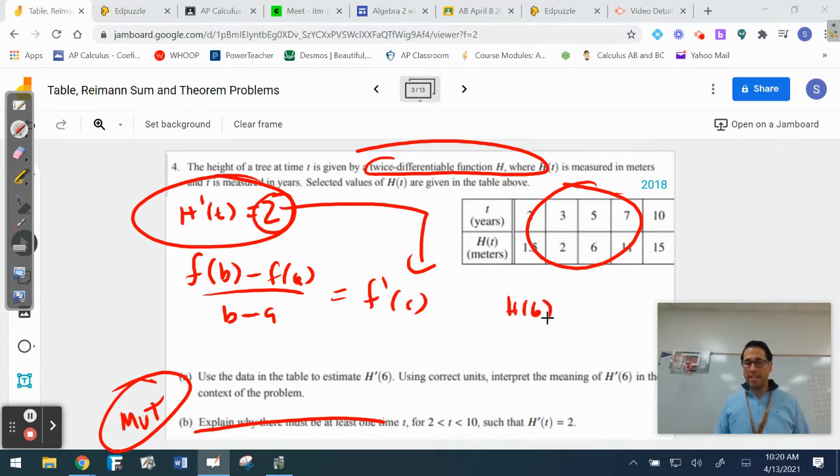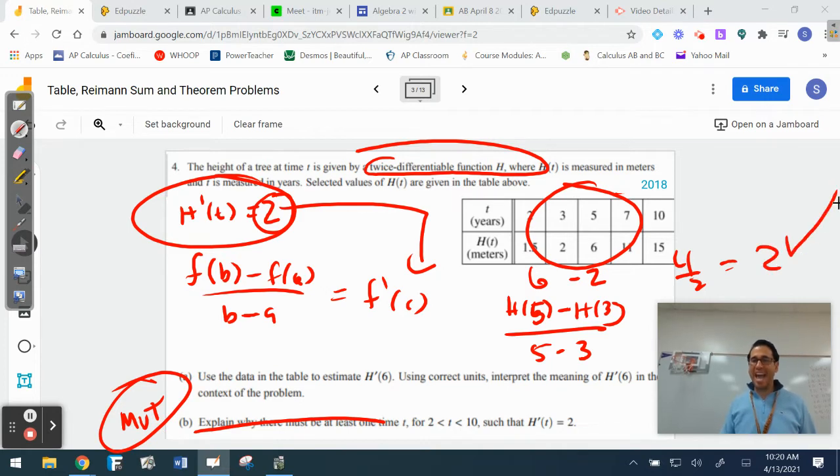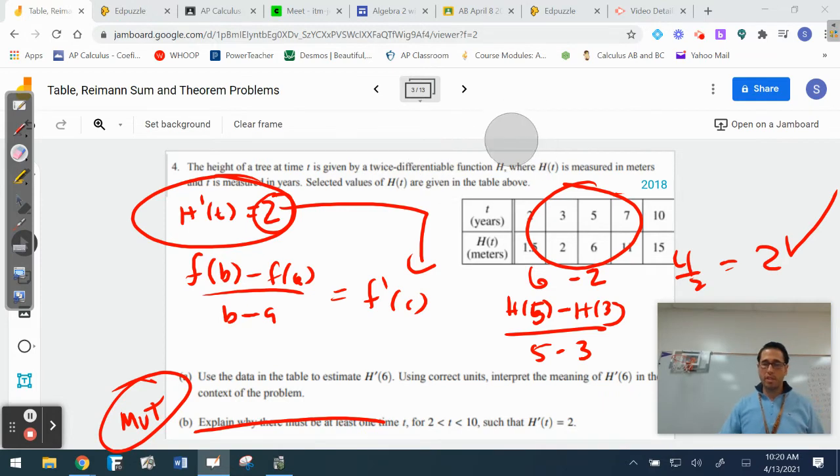So you would show that h of 5 minus h of 3 over 5 minus 3. And what would that be? That would be 6 minus 2. So it'd be 4 over 2, which is 2. Check. That's 2 bonus points for doing that. But remember, it specifically says here that you say in your conclusion that you're using the mean value theorem.